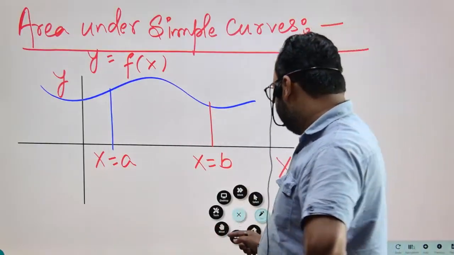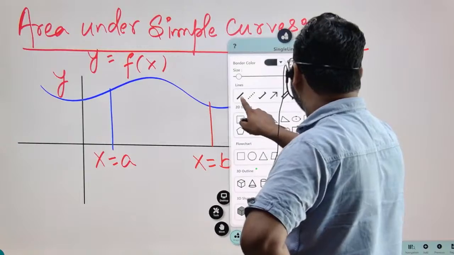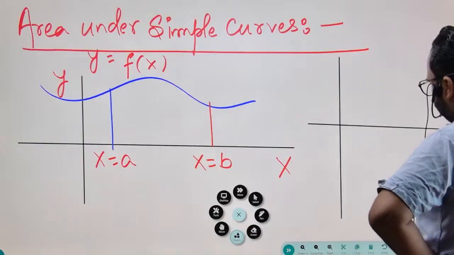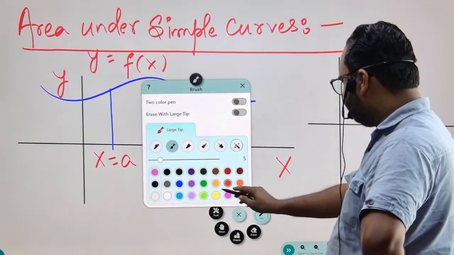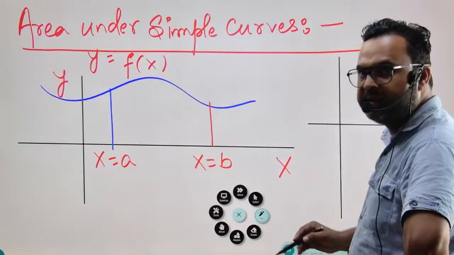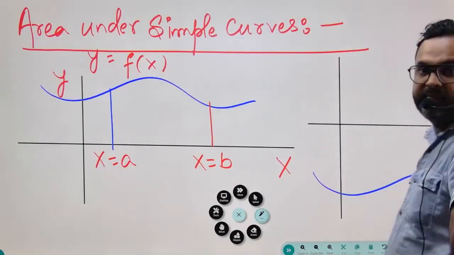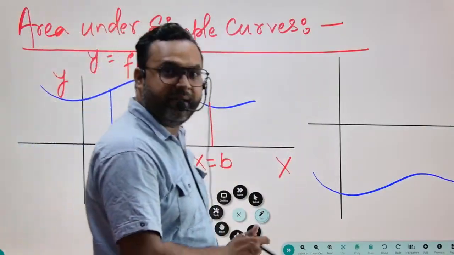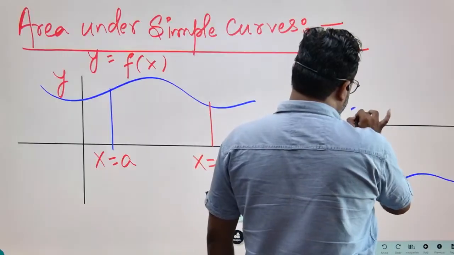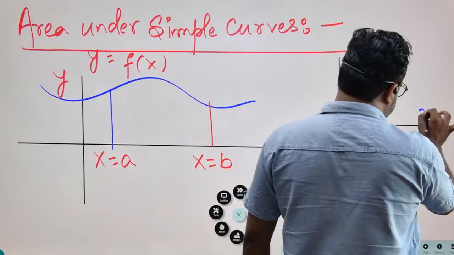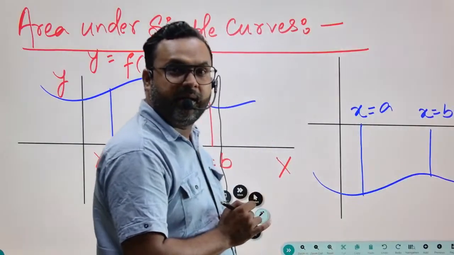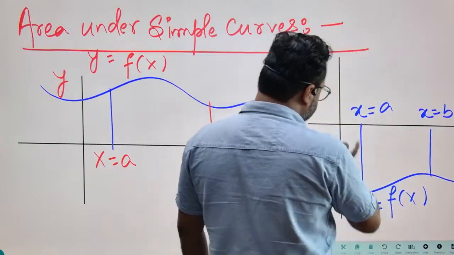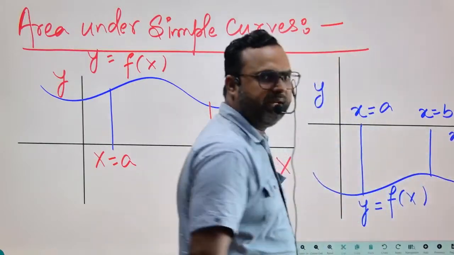Similarly, if I draw a curve like this, we have the x-axis as well as the y-axis. But if you observe the nature of this curve, it is below the x-axis. If I take two values here, say x is equal to a and x is equal to b, the function of the curve will be y is equal to f(x).